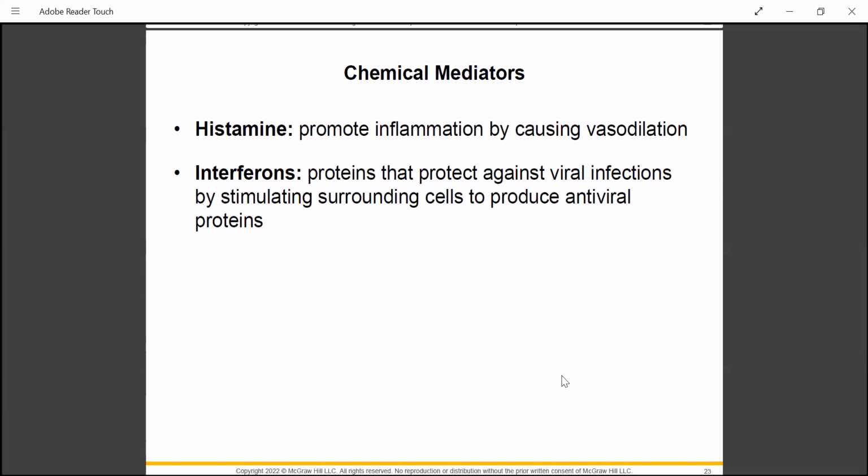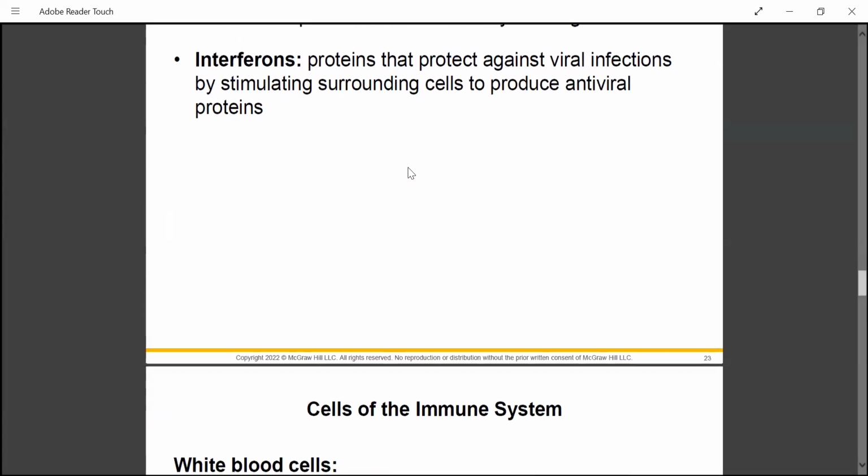One last one is interferons. We're not going to get into too much specifics with these, but they are proteins that protect against viruses. They help to signal and stimulate cells that will produce antiviral proteins. So they're part of our response to a virus.